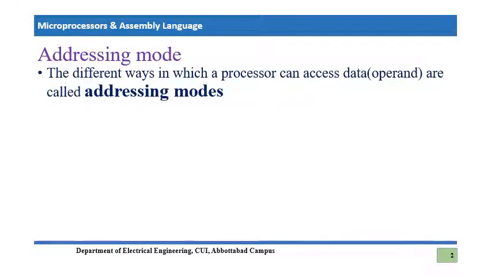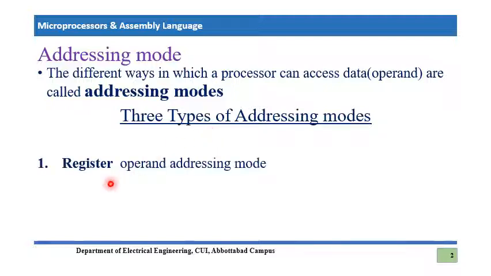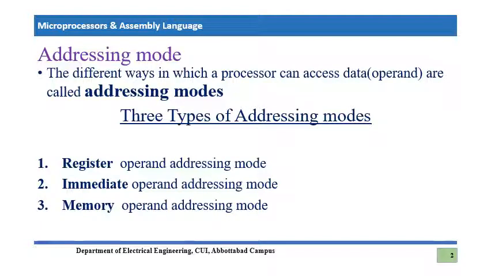This is just a starting slide and we are going to redefine addressing mode. Addressing mode can be defined as the number of ways in which the processor can access data operands. There are three types of addressing modes. We have already covered them. Number one was register operand addressing mode. Number two was immediate operand addressing mode. Third is memory operand addressing mode, and we are covering this specific memory operand addressing mode.